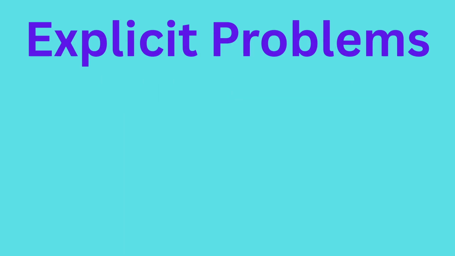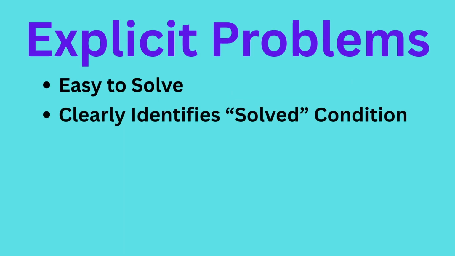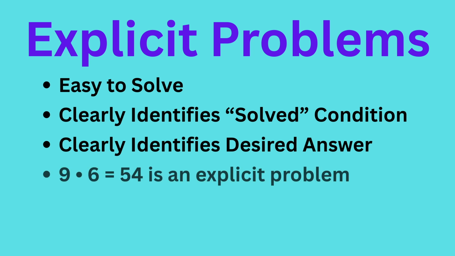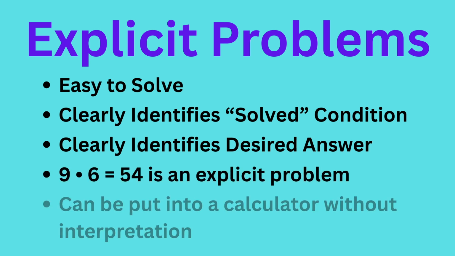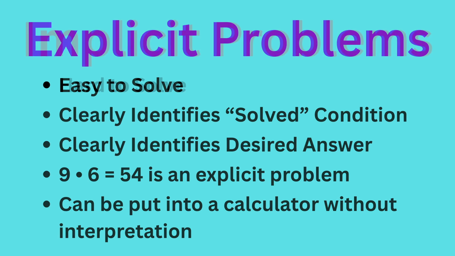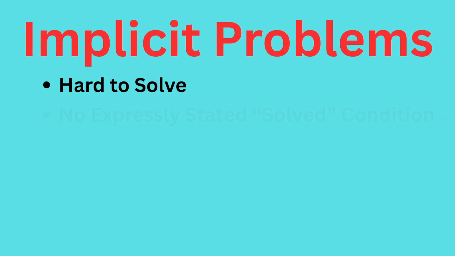An explicit problem is easy. Explicit says what you want me to do. Like 9 times 6, that's 54, and you have given me an equation. I can simply compute this. A calculator could solve this equation, given I put the inputs in. Easy peasy.